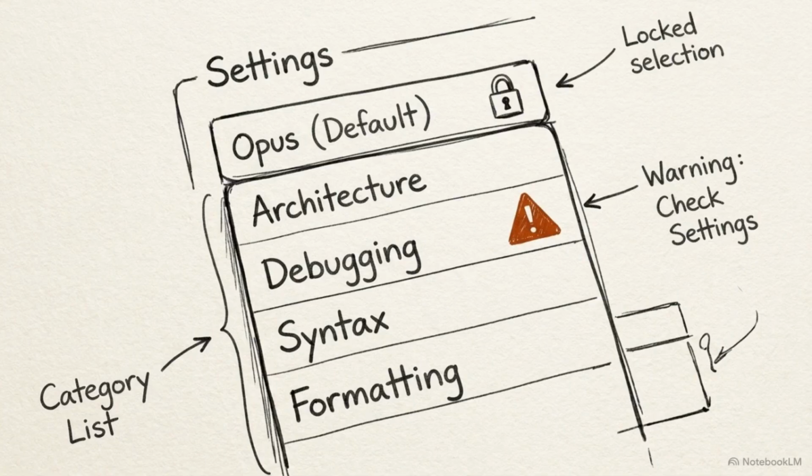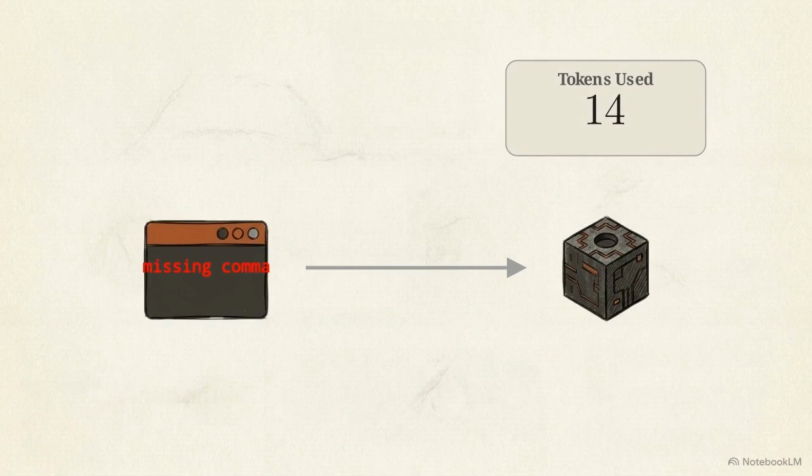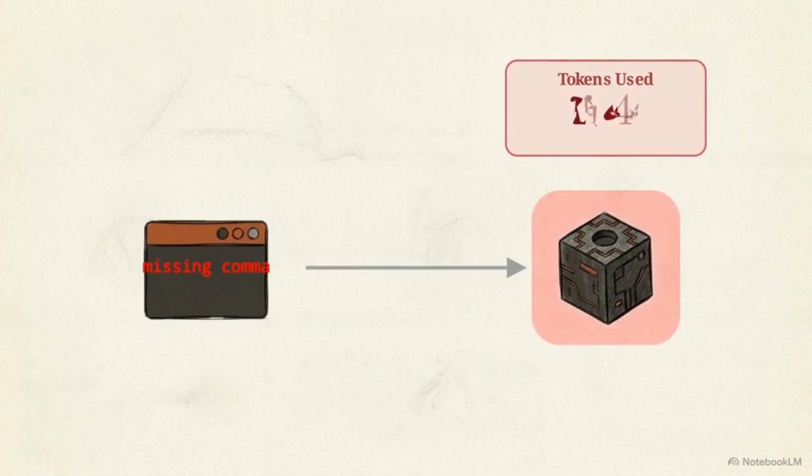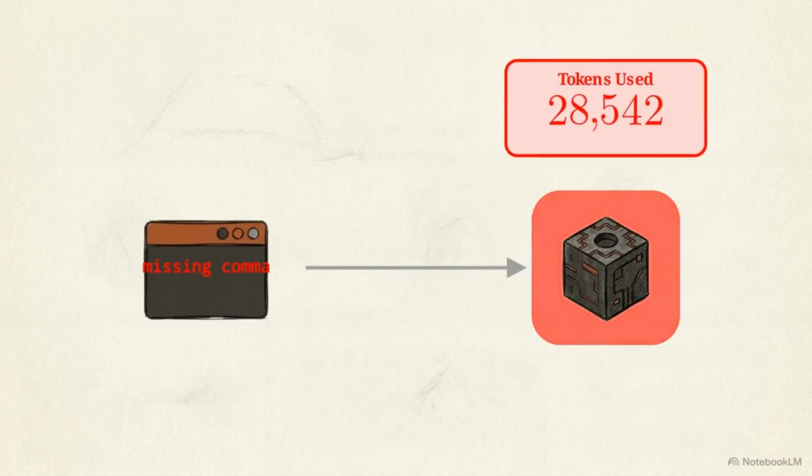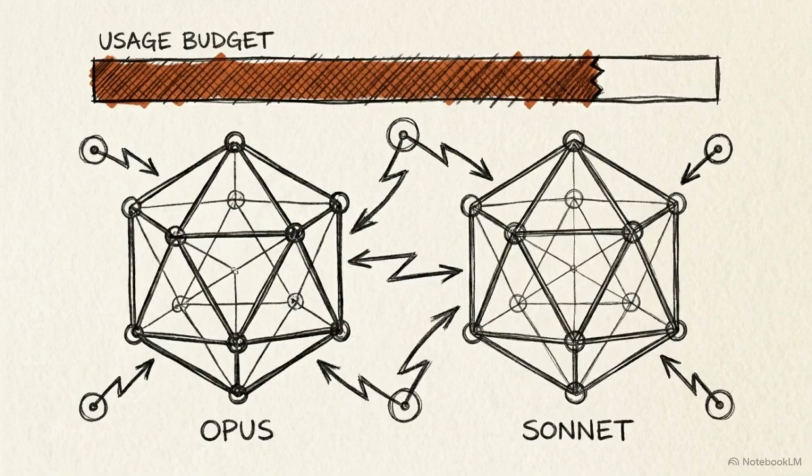A common error is leaving Opus set as the default model for everything, including basic, repetitive debugging tasks. Forcing a heavy, computationally expensive model to scan for simple syntax errors creates massive token waste. Dividing the labor matches the AI's capability to the task's complexity, stretching your usage budget significantly further.